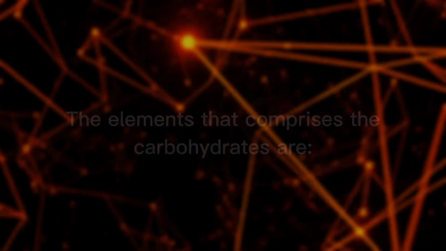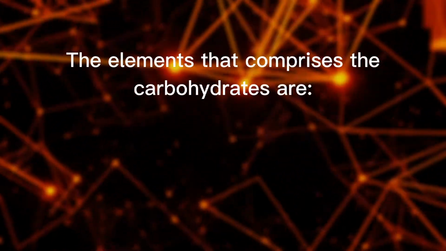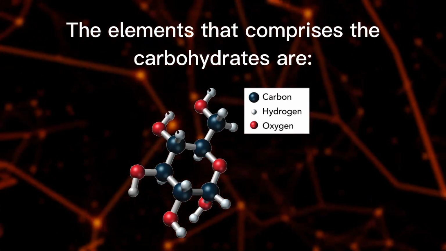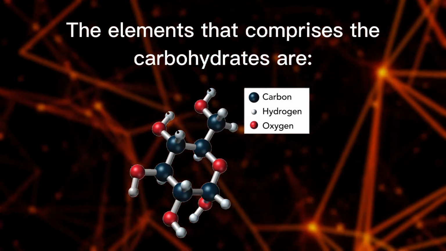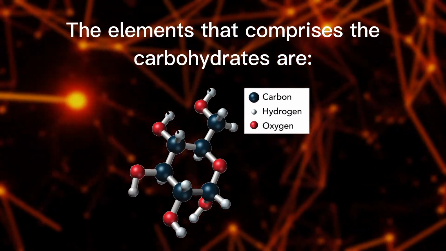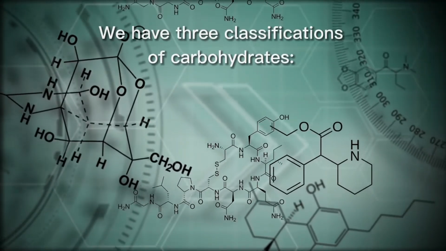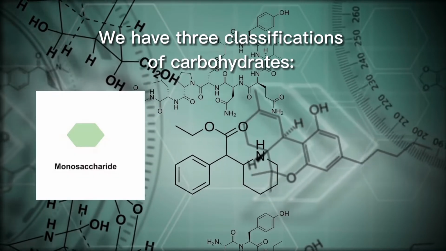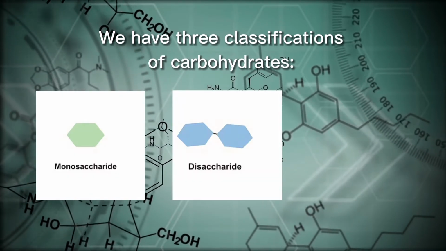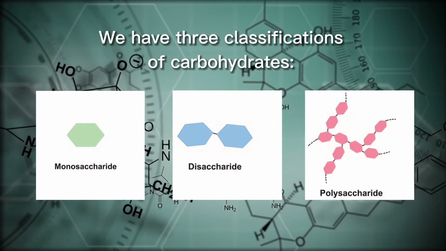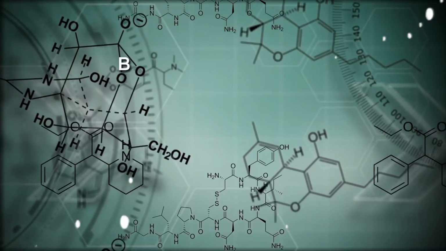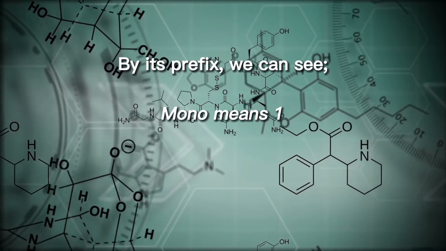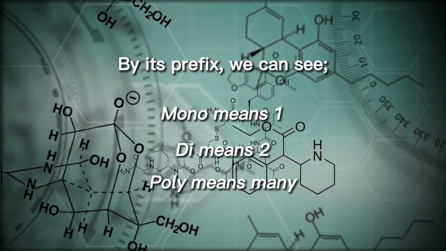The elements that comprise the carbohydrates are C, H, O, or CHO. C stands for carbon, H is for hydrogen, and O is for oxygen. We have three classifications of carbohydrates. First, monosaccharides. Second, disaccharides. And third, polysaccharides. By its prefix, we can see mono means one, di means two, and poly means many.